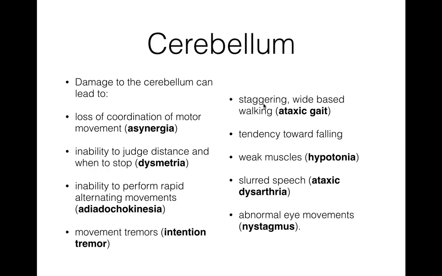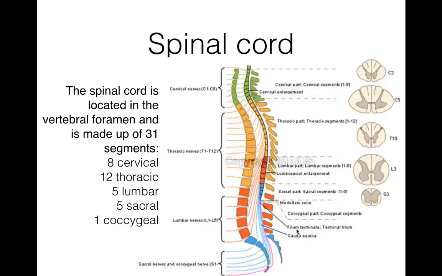So a lesion on the cerebellum can also result in what is known as an ataxic gait, a staggering, wide-based walking. This can be described as someone who is sort of like an alcoholic, someone who's drunk. There is a tendency to fall forward, weak muscles, slurred speech, and abnormal eye movements such as nystagmus.